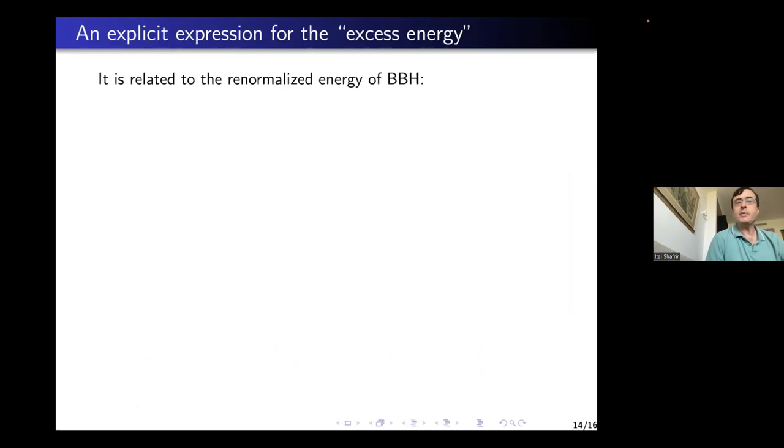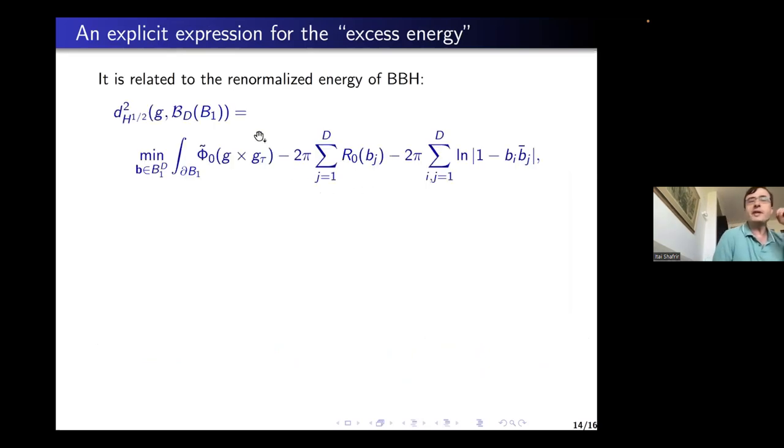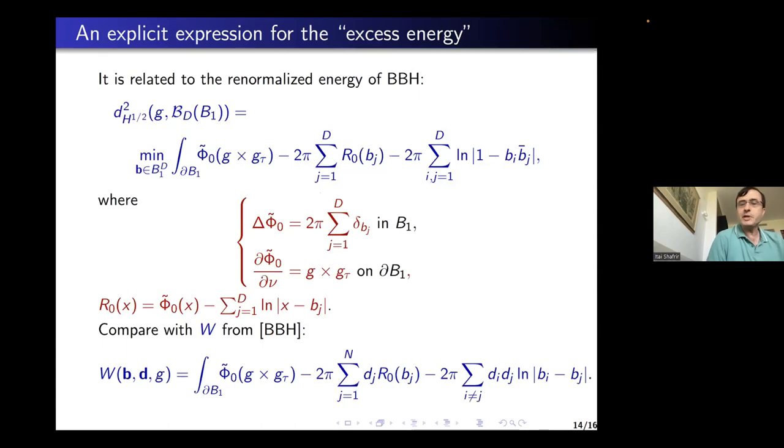Now some complementary explanation. We also have an explicit expression for this distance, which is related to the renormalized energy of BBH, which also has an explicit expression, and the two expressions look similar. So this is for the H one half distance squared, and this is for the renormalized energy of BBH. In both cases, you have some function, a kind of Green function, phi zero tilde, that satisfies a normal boundary condition depending on g. What is also essential is the regular part of this function phi zero tilde. When you subtract the singular part of it, you get a regular function r zero, which appears in both of them in the same way.